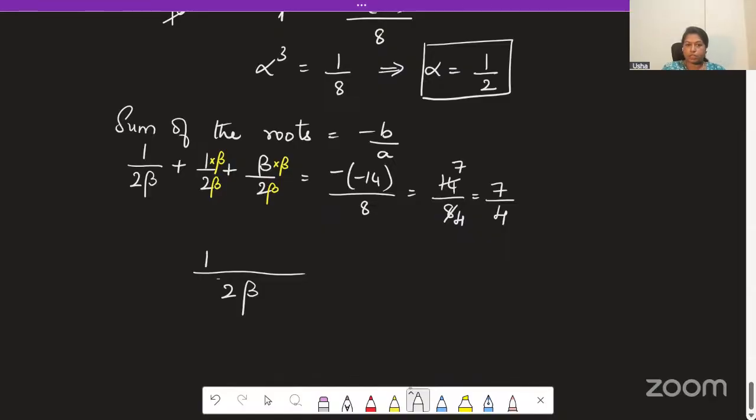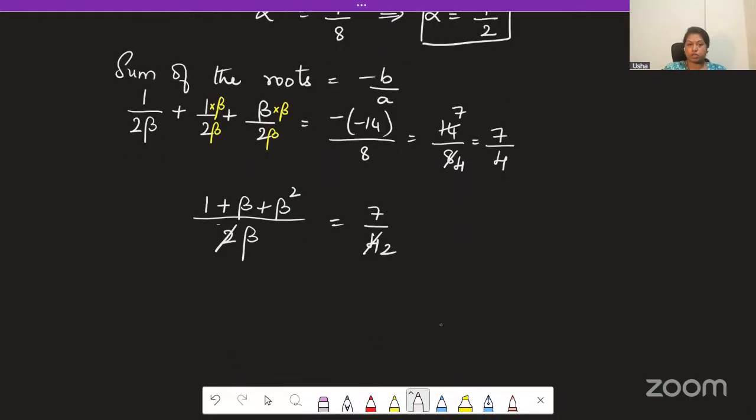In the numerator it is 1 plus beta square. Okay, is it correct? 2 beta, 2 and 2 beta. Correct. Equals to 7 by 4. Now this 2 cancels this 4. Okay. Now we will do the cross multiplication.